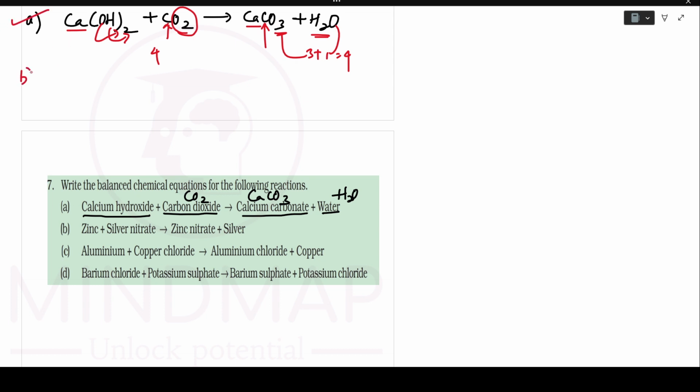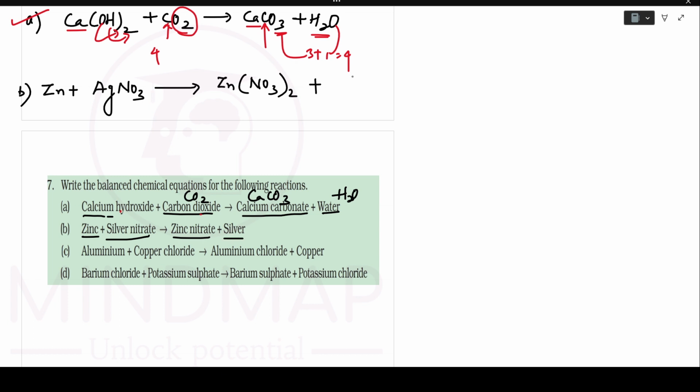Let's do the B part, zinc. Zinc is Zn plus silver nitrate. Silver nitrate is AgNO3, gives zinc nitrate. Zinc nitrate is Zn(NO3)2. Okay. Then plus silver, that is Ag.